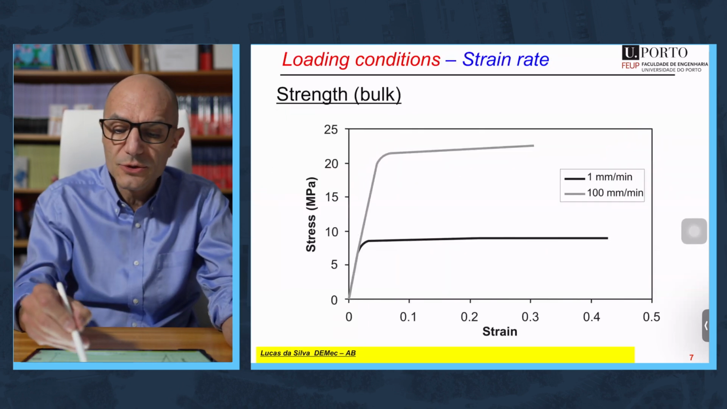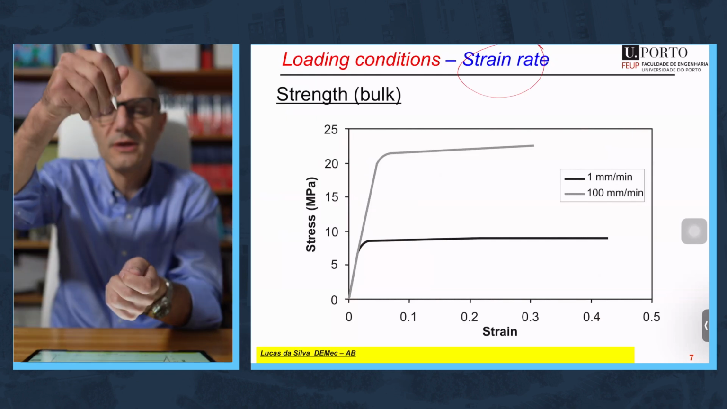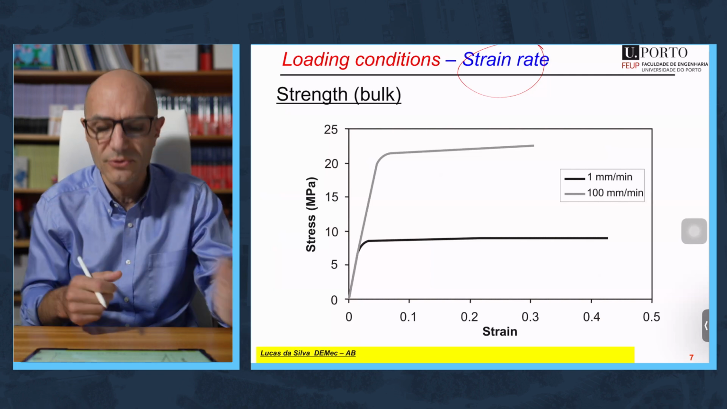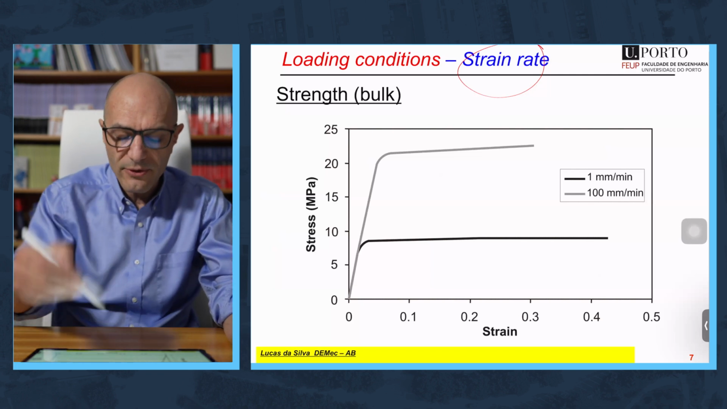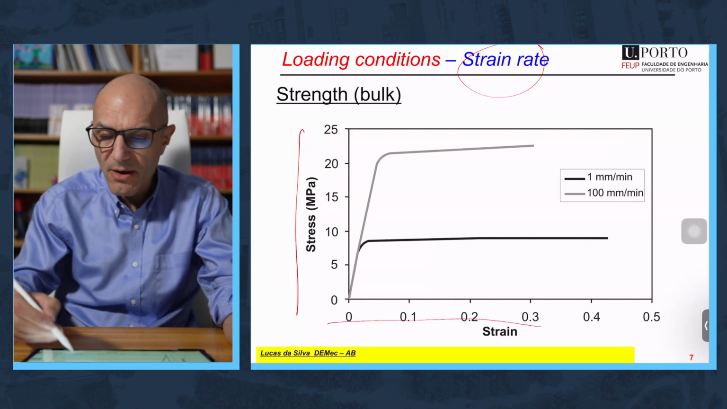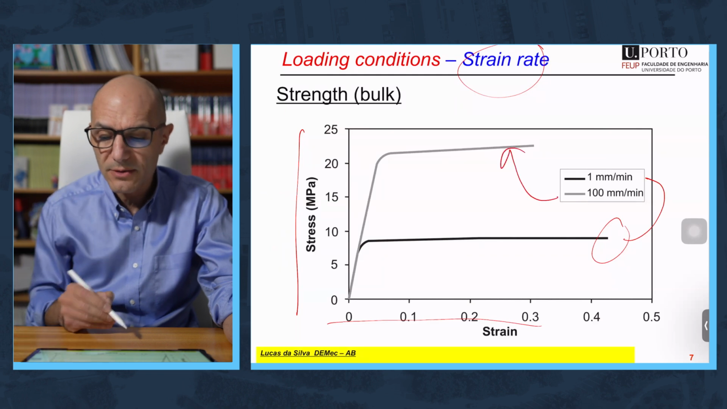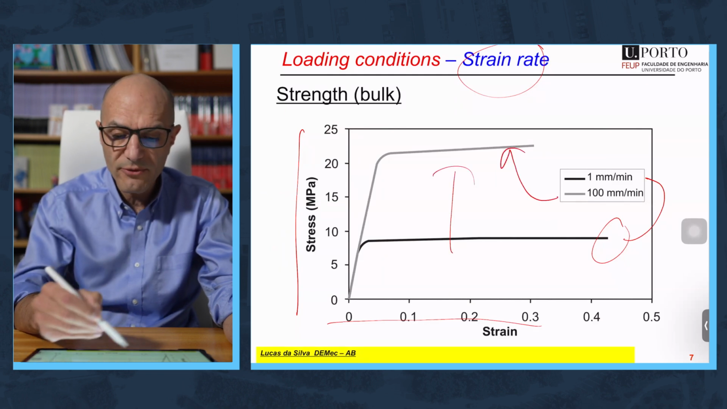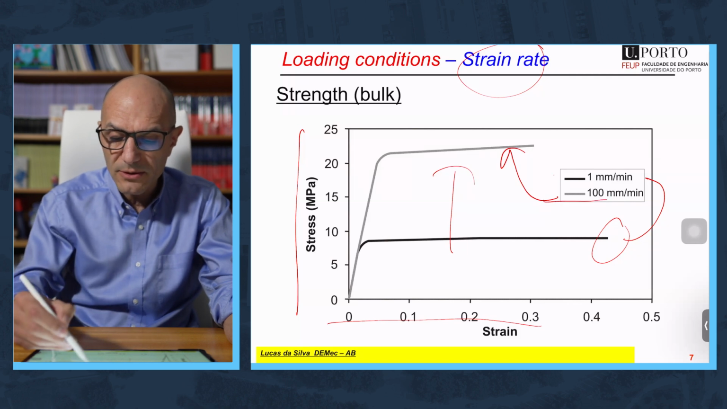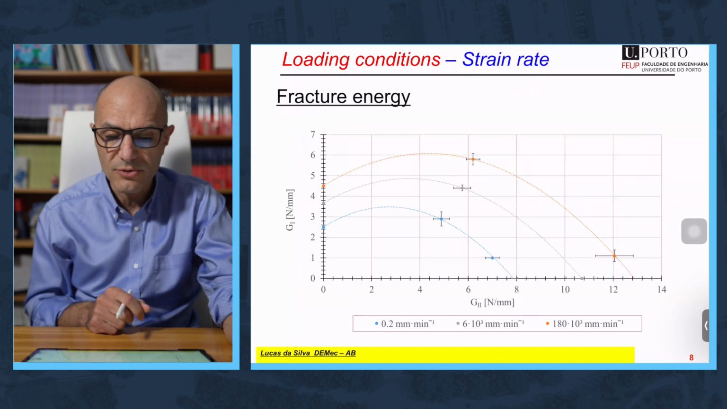Now, what about the strain rate, the test speed? If you load the adhesive very slowly, you have one result. But if you load very rapidly, you have another result. It's very sensitive to the strain rate. You have here, for the same adhesive, two stress-strain curves, one obtained at 1 millimeter per minute, and the other one obtained at 100 millimeters per minute. Can you see the difference? It's incredible, the increase in strength and the decrease in ductility. So really, again, you have to take into account the effect of the strain rate.